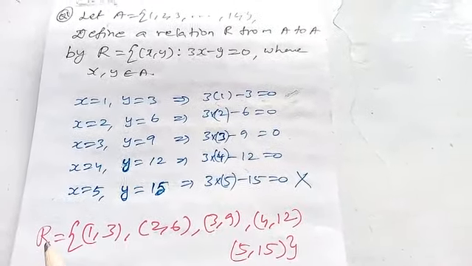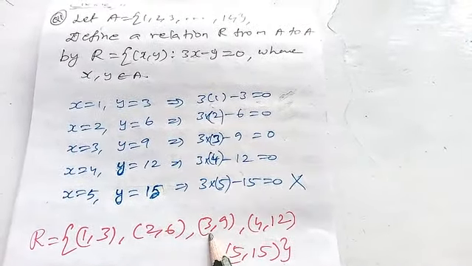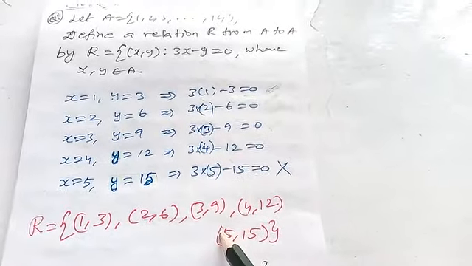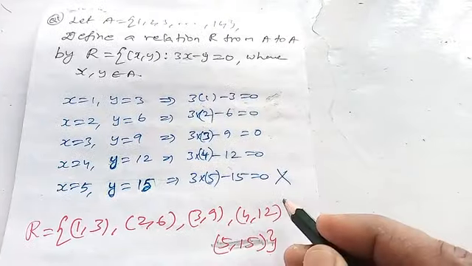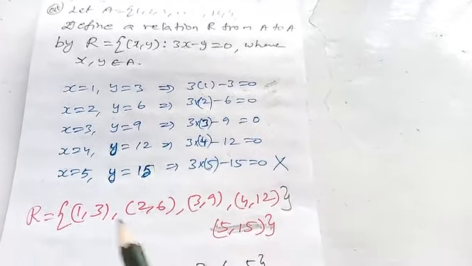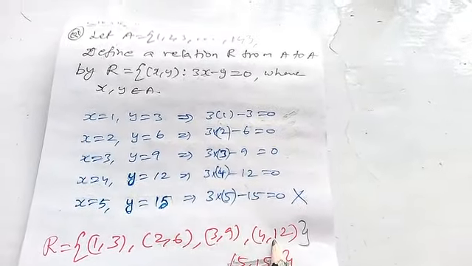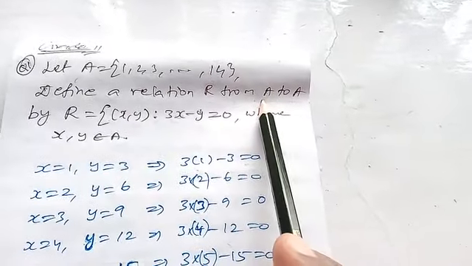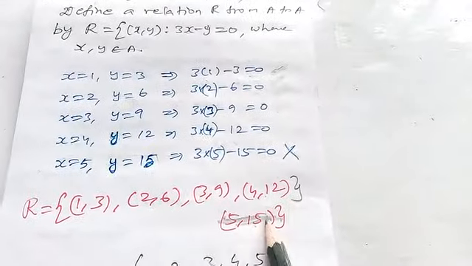So relation R is equal to (1, 3), (2, 6), (3, 9), (4, 12), (5, 15). Is it possible, 5, 15? No, it's not possible. So relation is (1, 3), (2, 6), (3, 9), (4, 12), because 15 is not there in set A. Because A to A, x also belongs to set A, y also belongs to set A. So this part is not there.